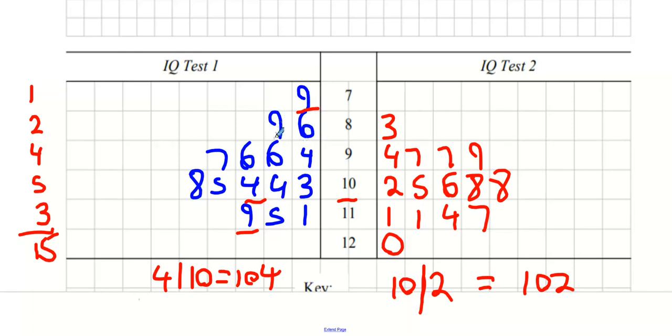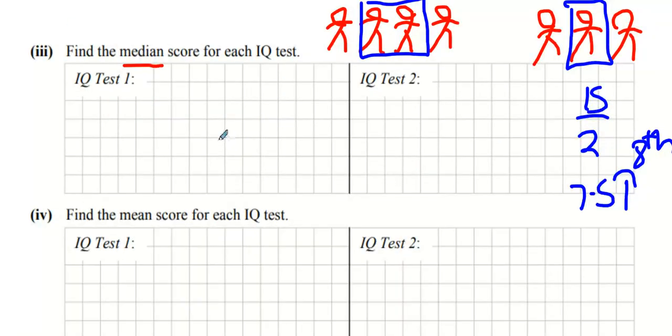1, 2, 3, 4, 5, 6, 7, 8. 103 for test 1. And for test 2, 1, 2, 3, 4, 5, 6, 7, 8. 106 for test 2. Have I lost anybody? 103 and 106 respectively? Okay.